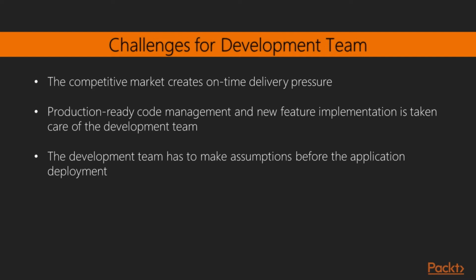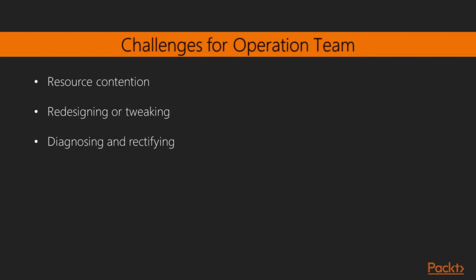The competitive market creates on-time delivery pressure. They have to take care of production-ready code management and new feature implementation. The release cycle is often long, and hence the development team has to make assumptions before the application deployment finally takes place. In such a scenario, it takes more time to fix the issues that occurred during deployment in the staging or production environment. Challenges for the operations team.